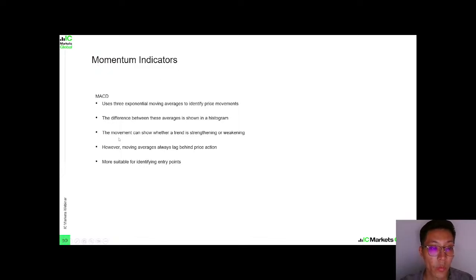Okay, so the movement can show whether a trend is strengthening or weakening. But moving averages always lag behind price action, so you cannot use MACD as a standalone momentum indicator. Alright, you will have to use it with your horizontal key levels as well as other confluences such as your Fibonacci.